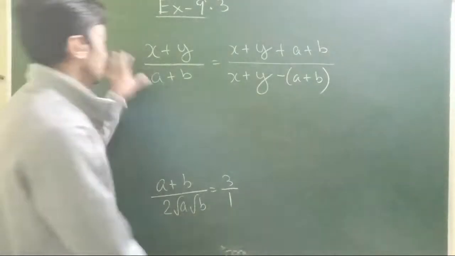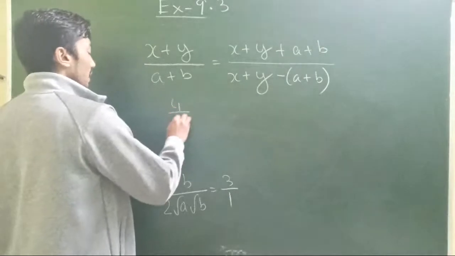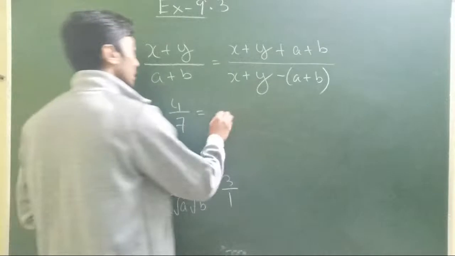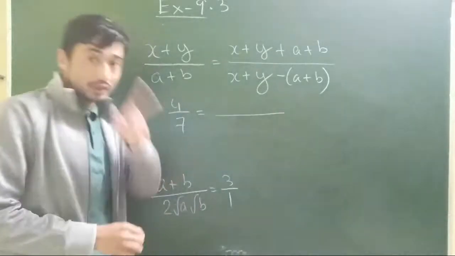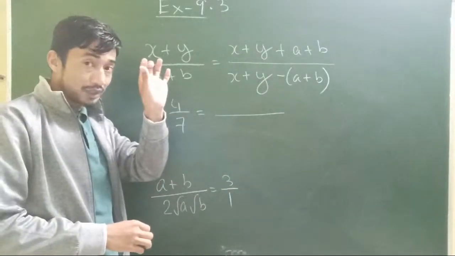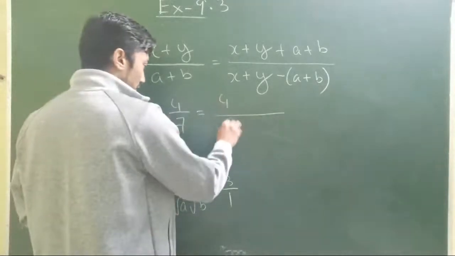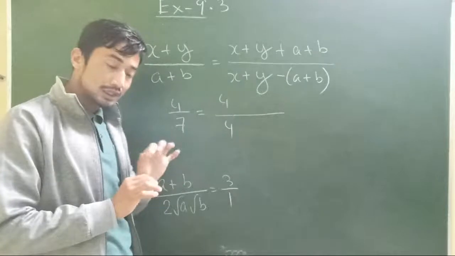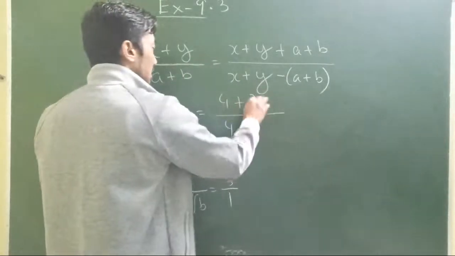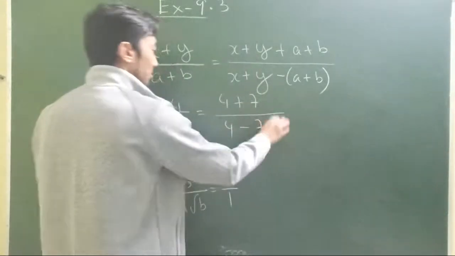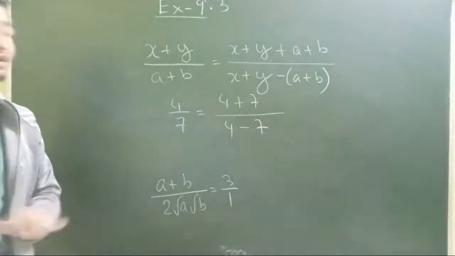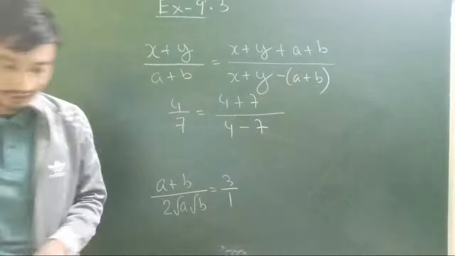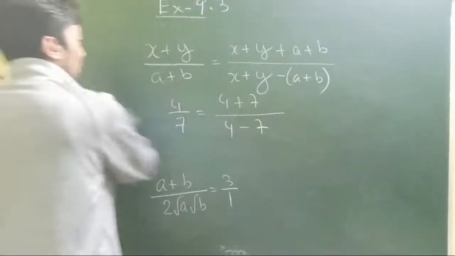Once again, another example, 4 by 7 for example. In that case, what will we do? Again, what will you do? Numerator, you'll pick up, write down numerator. And then you will add the denominator to the numerator and below you will subtract. So numerator plus denominator, numerator minus denominator. That's called componendo and dividendo. Okay, so we are going to apply that procedure now.